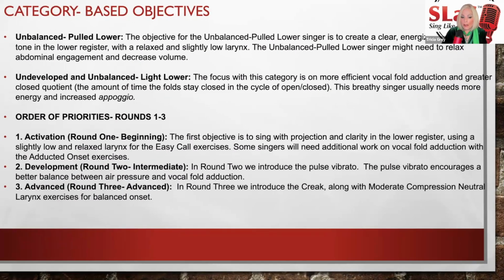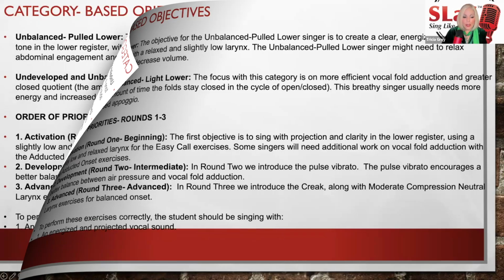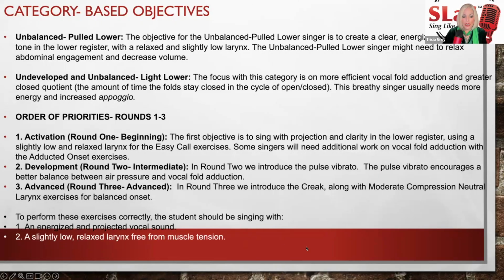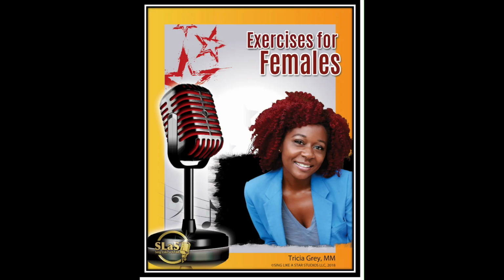And in round 3, our advanced round, we introduce the creak, along with the moderate compression neutral larynx exercises for a balanced onset. To perform these exercises correctly, the student should be singing with 1, an energized and projected vocal sound, 2, a slightly low, relaxed larynx, free from muscle tension, and 3, appropriate adduction for a clean, balanced onset.